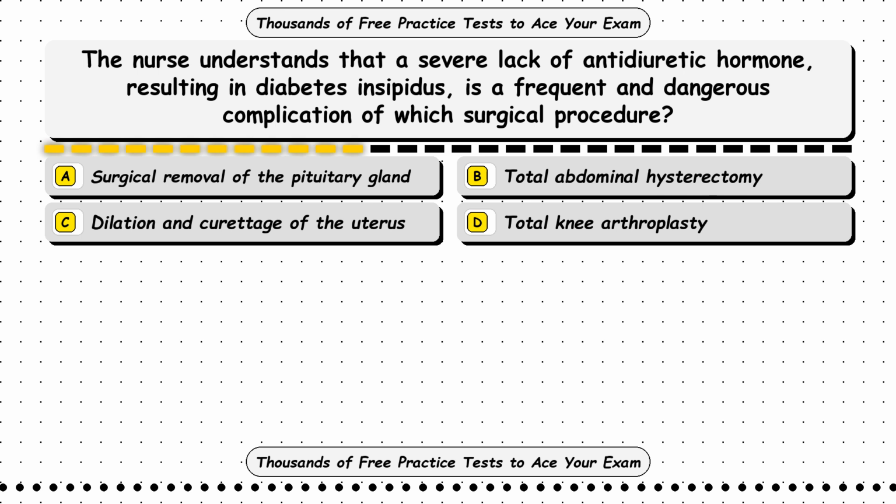dangerous complication of which surgical procedure? Option A. Surgical removal of the pituitary gland. Option B. Total abdominal hysterectomy. Option C. Dilation and curettage of the uterus. Option D. Total knee arthroplasty.